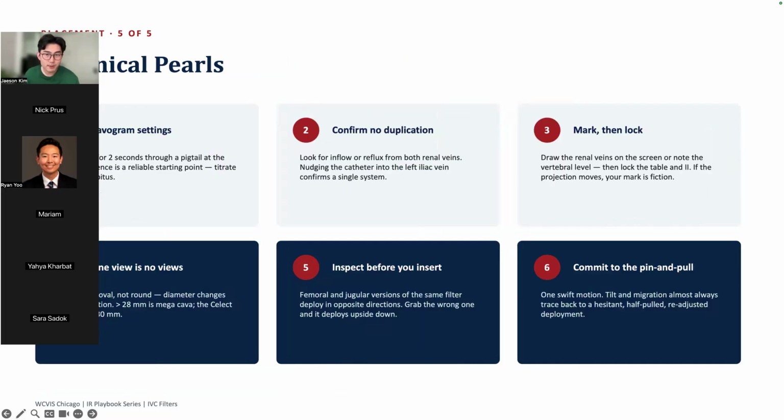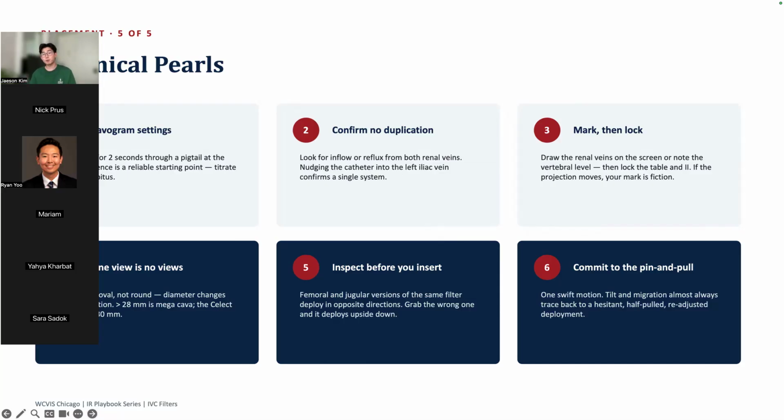Okay, so these are just a few small practical tips, mostly from the back table, that helped make these steps make more sense to me. The first is about the dye injection settings for the picture of the vein. There is a standard starting point that you adjust based on the patient's size.